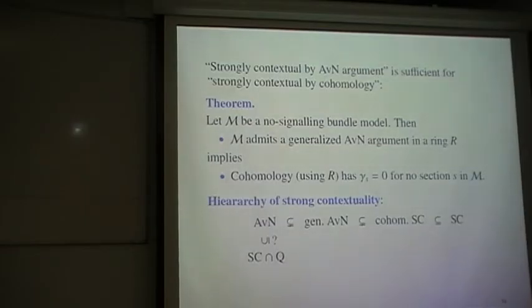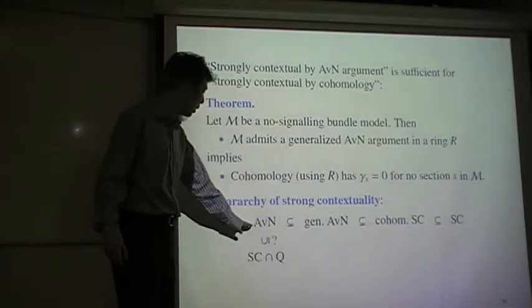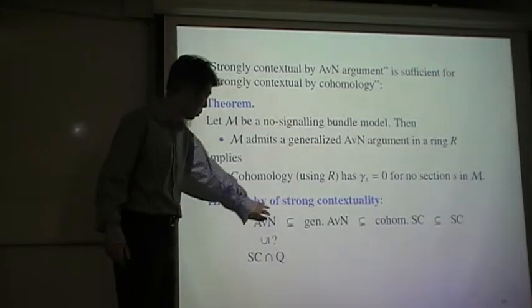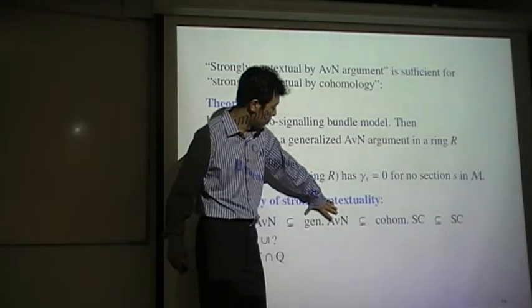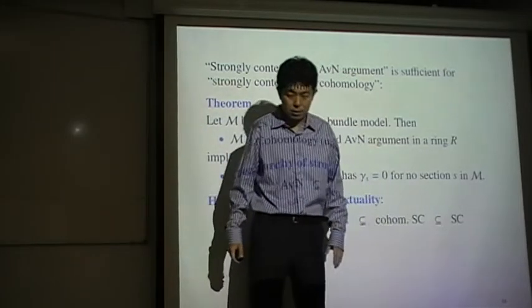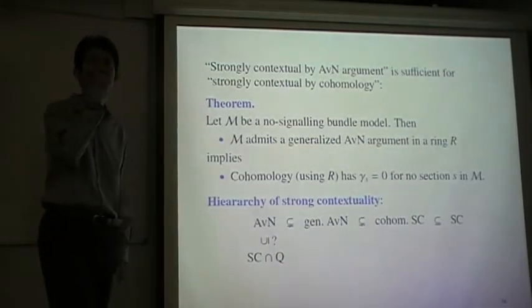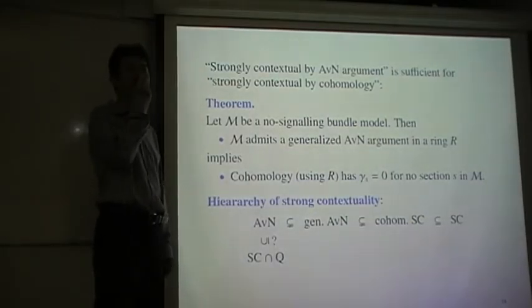I have a question here. I was just trying to understand if you have examples of each of these in the hierarchy. JZ is here. And Pironio's example lives in here. Okay. And the cohomological one, what's the non-trivial example here? Do you remember?